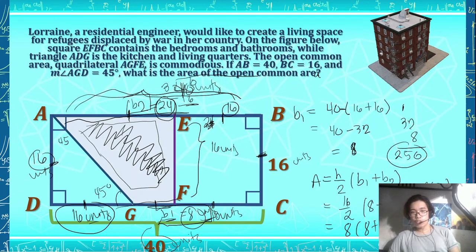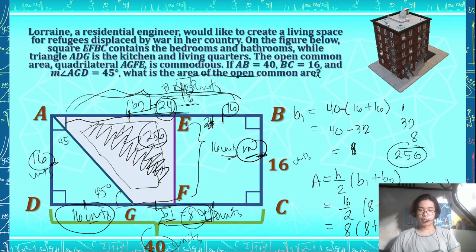256 square units. And that's a very big area if we're talking about meters. Let's say, for example, the unit here is meters. Then that's very big. 256 square units will be the area of this white part, or the common area. And that's how we solve it.